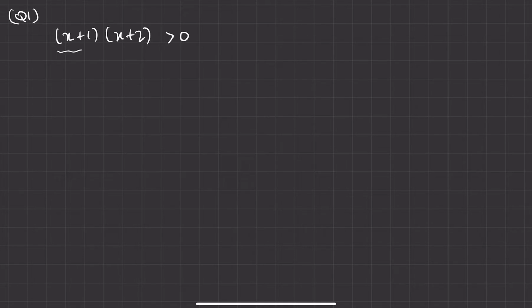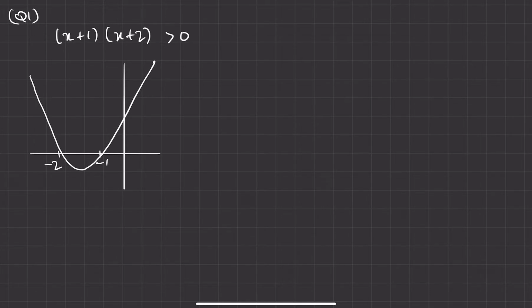So we have a parabola over here. If I were to draw what this parabola looks like, let's say like this, we can see, hopefully, that -1 and -2 is where the intercepts are. This is what the parabola should look like. And the question basically is, when is this parabola greater than 0?